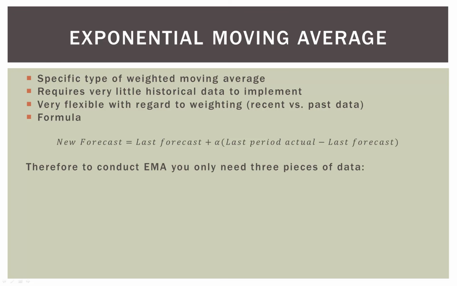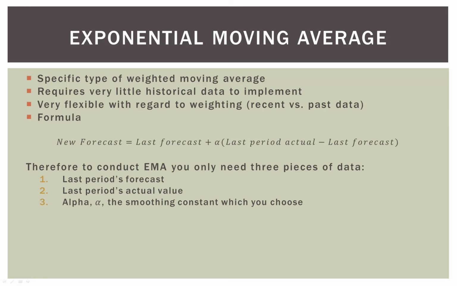So to conduct the EMA, we only need 3 pieces of data. We need last period's forecast, and in our case, that's last year's forecast. We need the last period's actual value, so in our case, that's last year's actual enrollment. And then we need alpha, which is the smoothing constant, and we get to choose that. So as you can see, there is not a whole lot of information that's needed to use the EMA. We just have to make sure we have last year's forecast and last year's actual data, and then the alpha we choose.